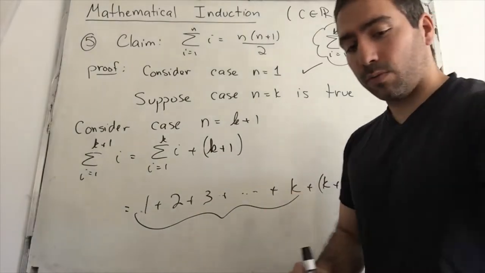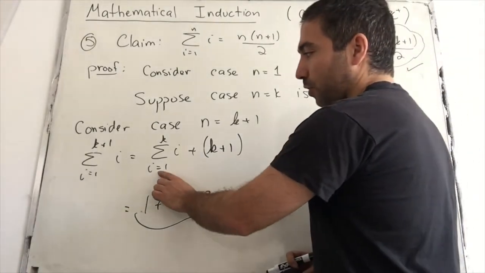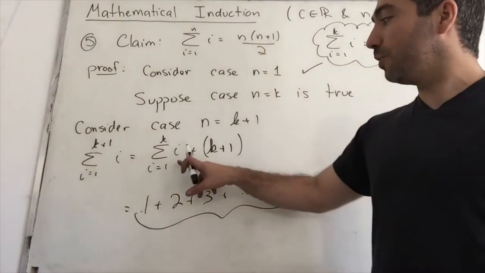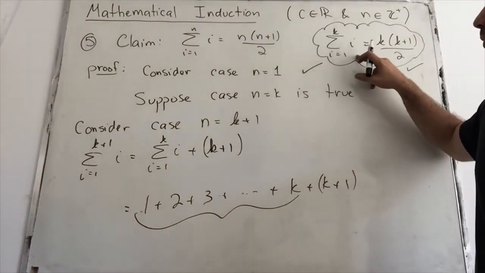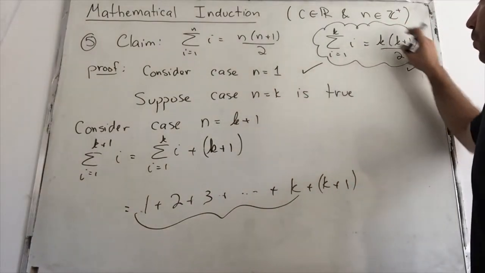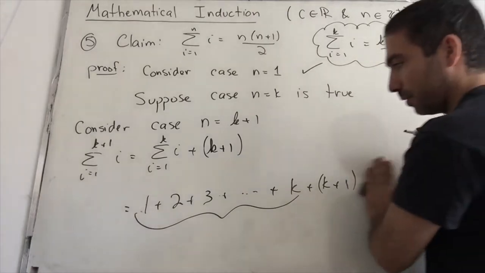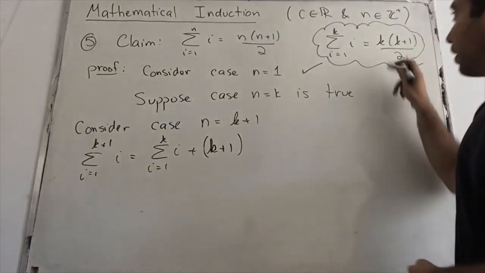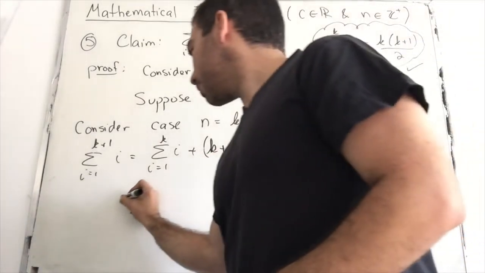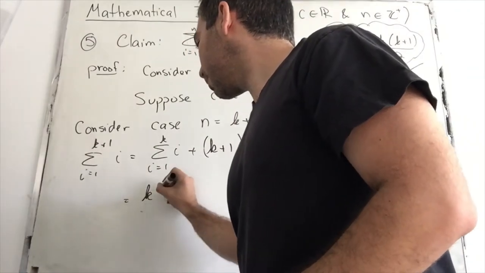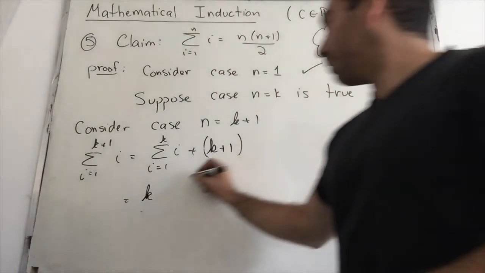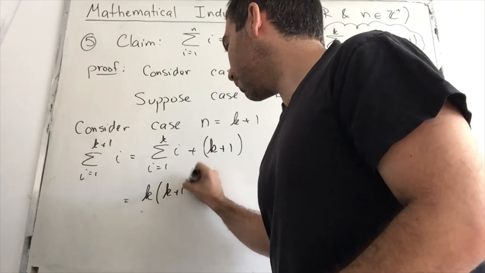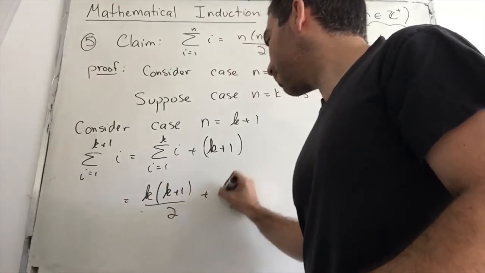Why did I do that? Well, the reason being is that the sum from 1 to k of i, we assumed it to be true. We actually know it. By the inductive step, we know it's equal to this thing here. So we could replace this with k times k plus 1, all that divided by 2, plus k plus 1.